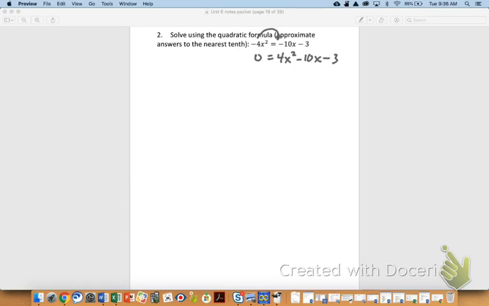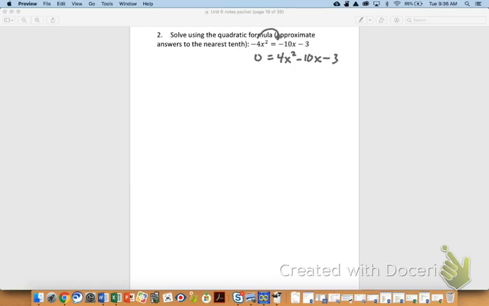So Caroline, this one says approximate your answers to the nearest 10th. So what I would do here is use my calculator and do 10 plus the square root of 148, get an answer and then divide that by 8. Round that to the nearest 10th. So 2.8.